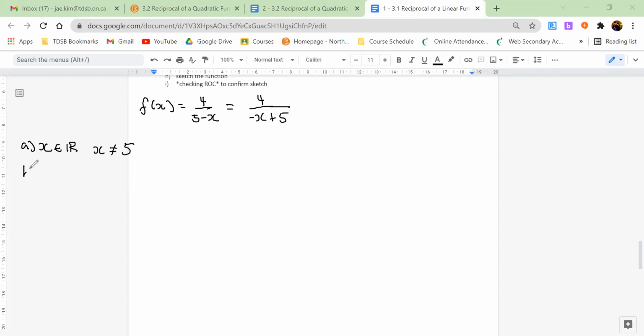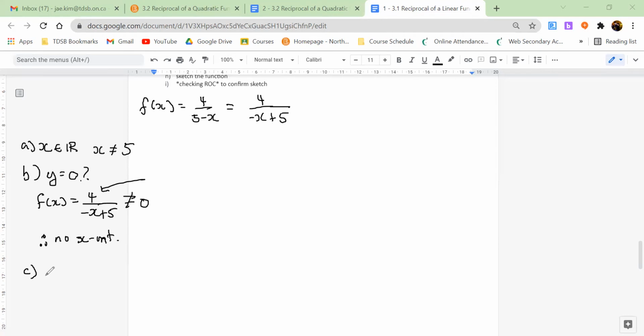Part B, X-intercept. In other words, when is the Y value going to equal 0? Well, if f of X is equal to 4 over negative X plus 5, or 5 minus X, whatever, that will never be 0, because the numerator will never be 0. Therefore, no X-intercept. Just like before.